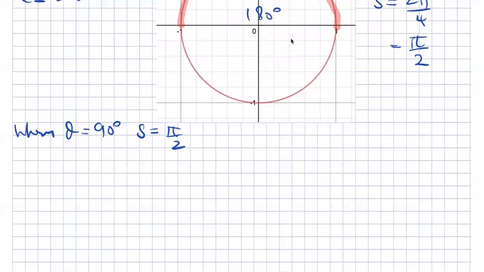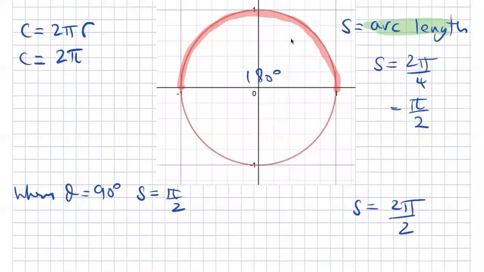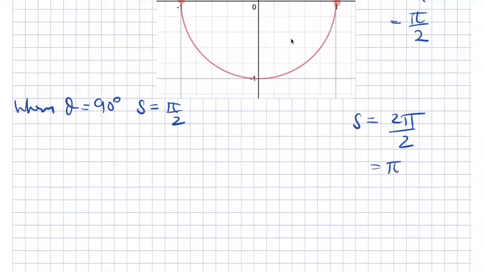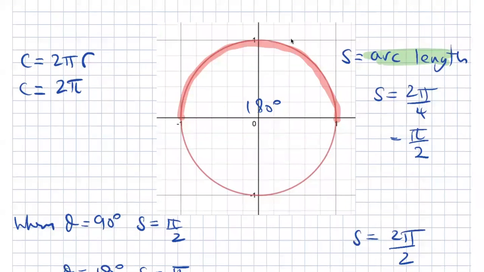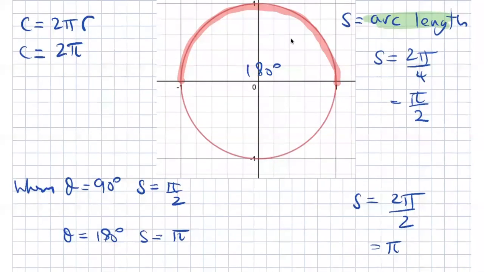And now S is equal to 2 pi, divided by 2 because it's half. Remember, 2 pi is all the way around, so my new arc length is this one over here, that red line. Then we can see that's just equal to pi. So we can continue here. So when theta is equal to 180 degrees, S is equal to pi. So we're just looking at arc length. Let's try another one. And I'll leave the calculations here so you can go back and have a look at them, but I'll take this out, take that out.